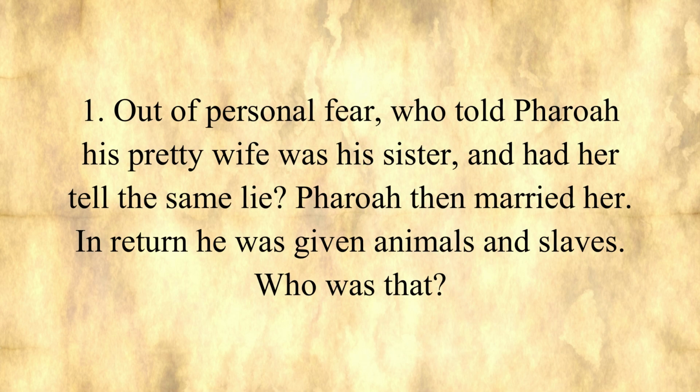Question one. Out of personal fear, who told Pharaoh his pretty wife was actually his sister and had her tell the same lie for his safety? Pharaoh then married her, and in return, this man was given animals and slaves. What was his name?